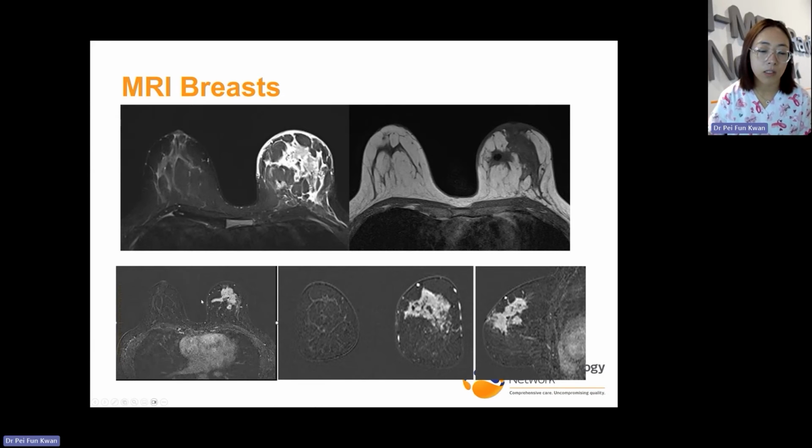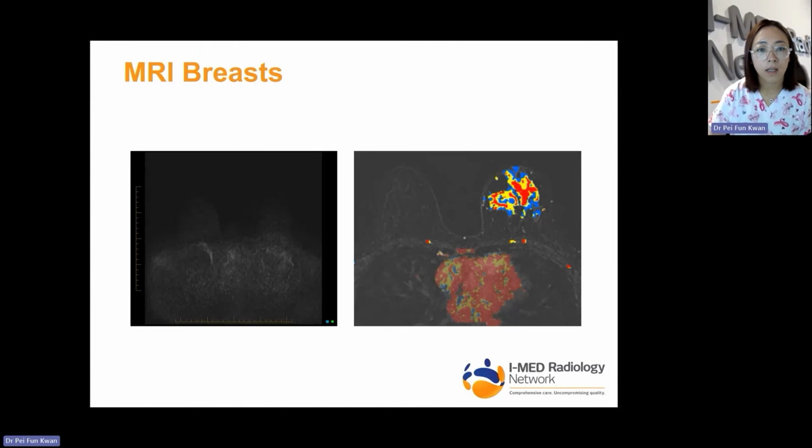You can measure the mass accurately, how extensive it is in the breast. It is important to help the breast surgeon plan before surgery whether it's conservable or not conservable, which means a mastectomy. These are tools that we use to help surgeons with their surgery.